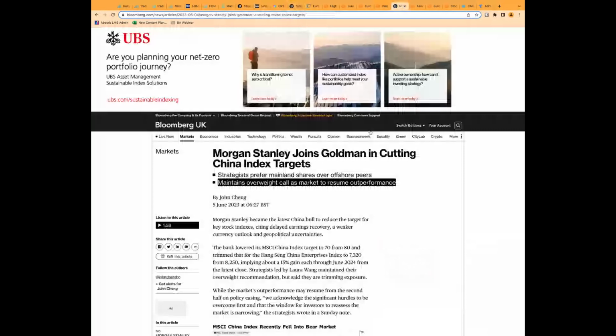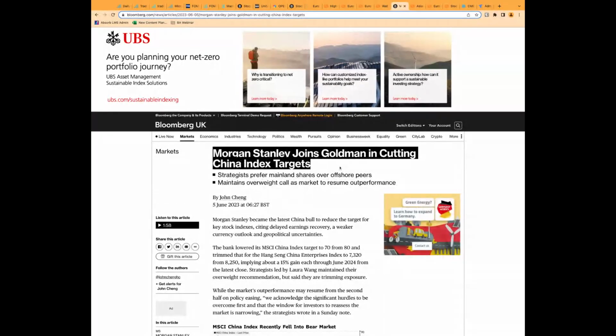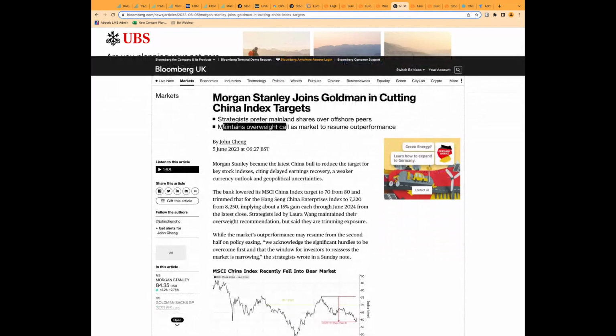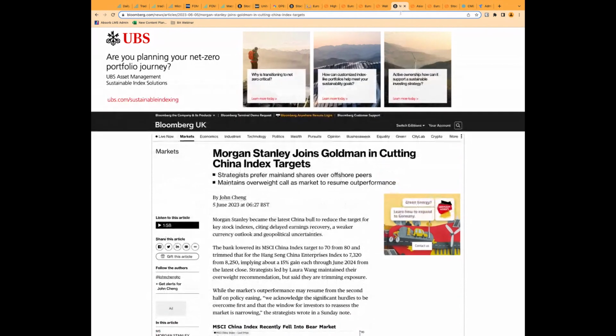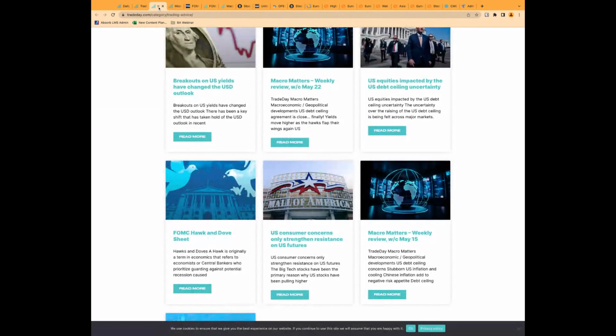Morgan Stanley joined Goldman in cutting China index highs. Now, they're still bullish. Okay, they're still bullish, but they've cut the upside targets on the Chinese indices. But they maintain an overweight call as markets resume outperformance. So they're still looking for it to be strong, but they've cut their actual index targets and likely on the back of that data. So just wanted to mention that as well.